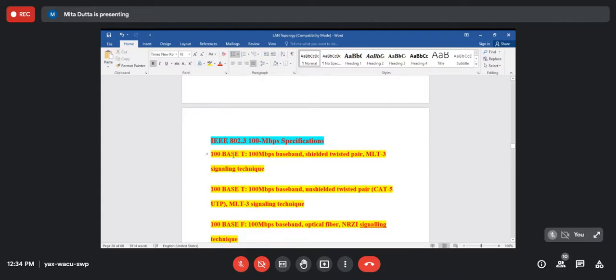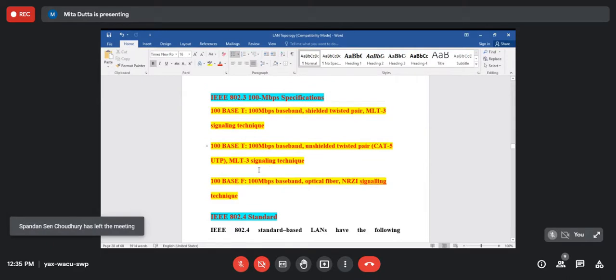100 base means 100 Mbps baseband LAN, and T is the twisted pair, and here it is a shielded twisted pair. When we are using T, then it will be a twisted pair, but there will be specifications for shielded and unshielded. If we are using shield, error due to external electromagnetic interference will bypass through the shield, and it may not affect the actual wire which is carrying the information, so the data rate will be high. And here we use the MLT3 signaling technique. Then we have 100 base T unshielded twisted pair. Here we are using Cat5 UTP and the MLT3 signaling technique.